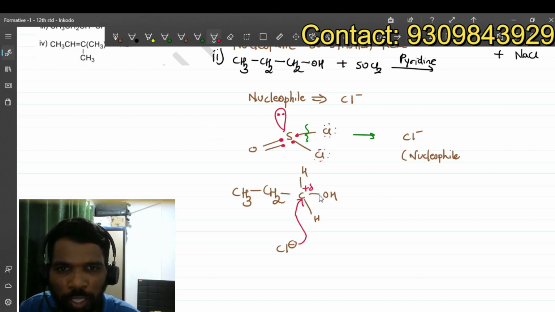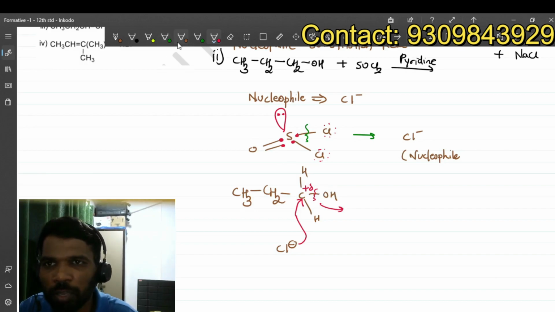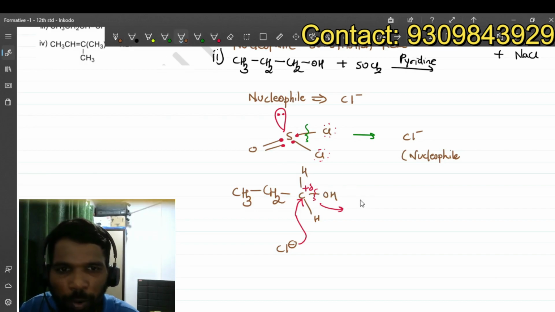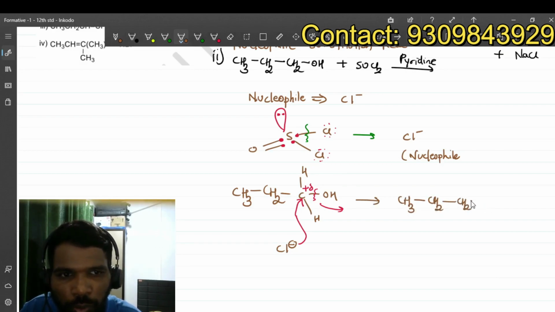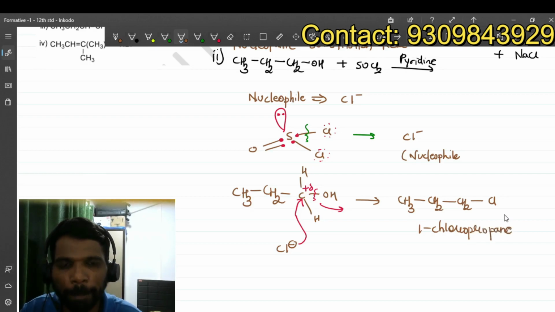The longest bond is going to break. Which is the longest bond? Carbon oxygen is the longest bond. So this is the bond which is going to break. And what is getting substituted over here? Nucleophile is getting substituted over here. So your final product over here is CH3, CH2, CH2, Cl. That is 1-chloropropane, right.